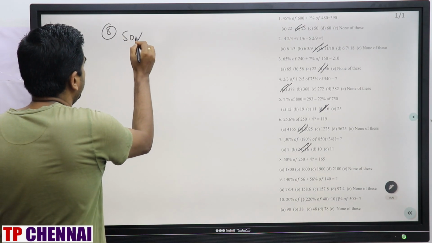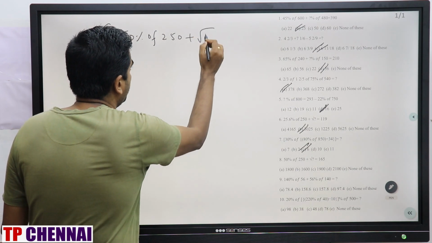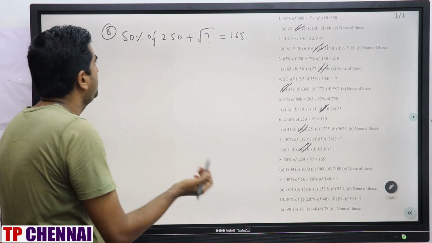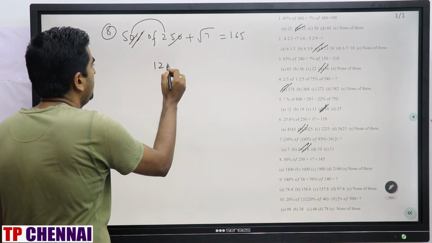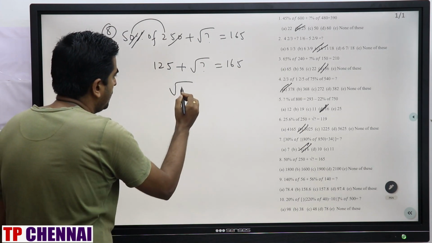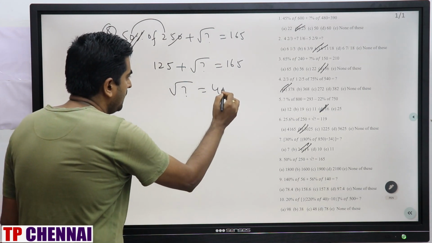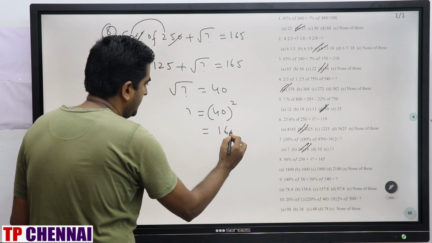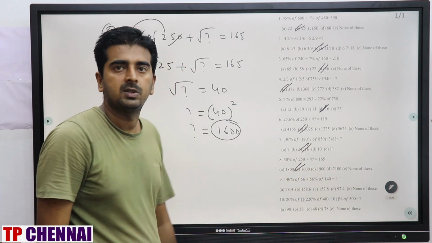50% of 250 plus square root of question mark is equal to 165, right? What is 50% of 250? Percentage and double zero you will go straight away. 25 into 5, 125 plus square root of question mark is equal to 165. So square root of question mark, 125 will go there. 165 minus 125, 40. What is the value of question mark? 40 square, which is nothing but 1600. So question mark is equal to 1600, which is nothing but second option.